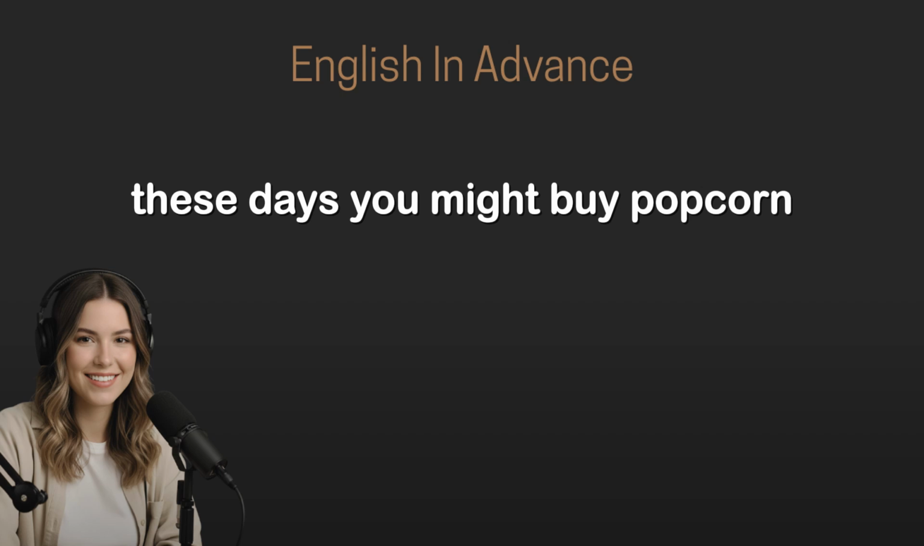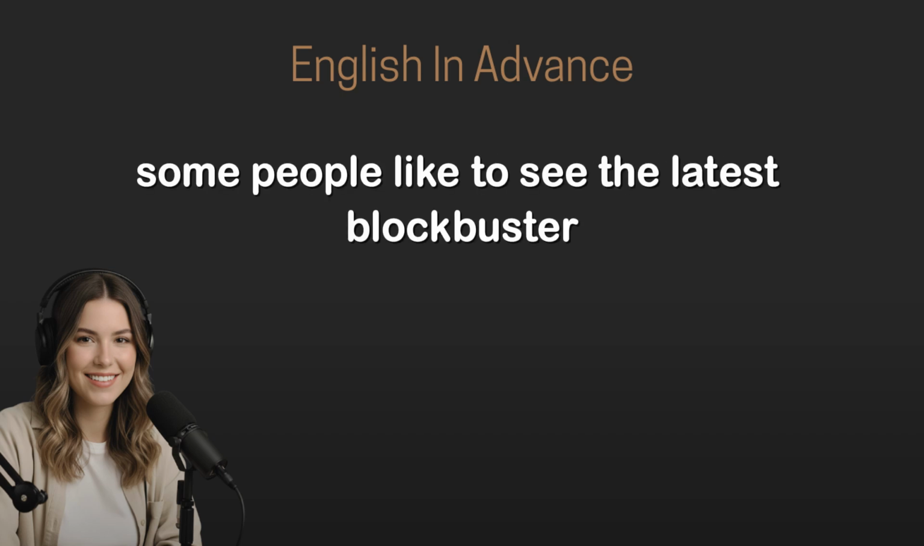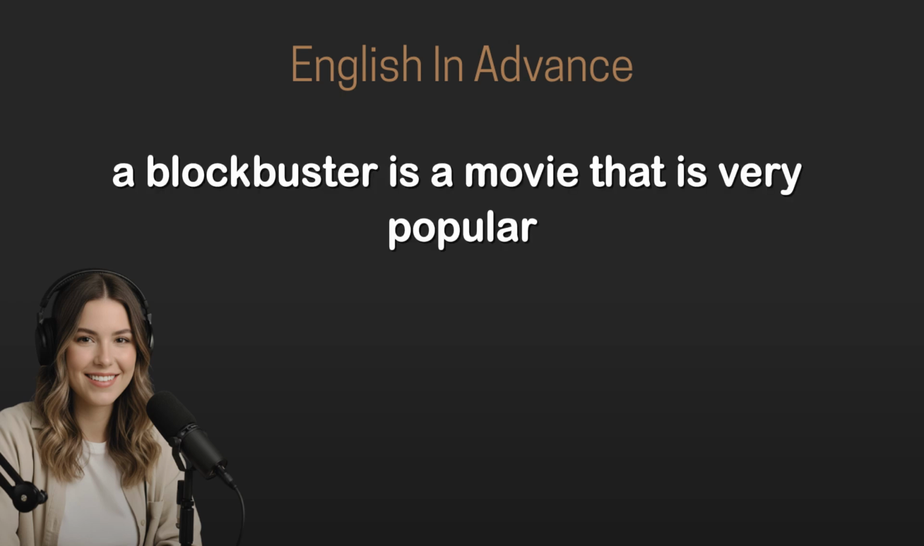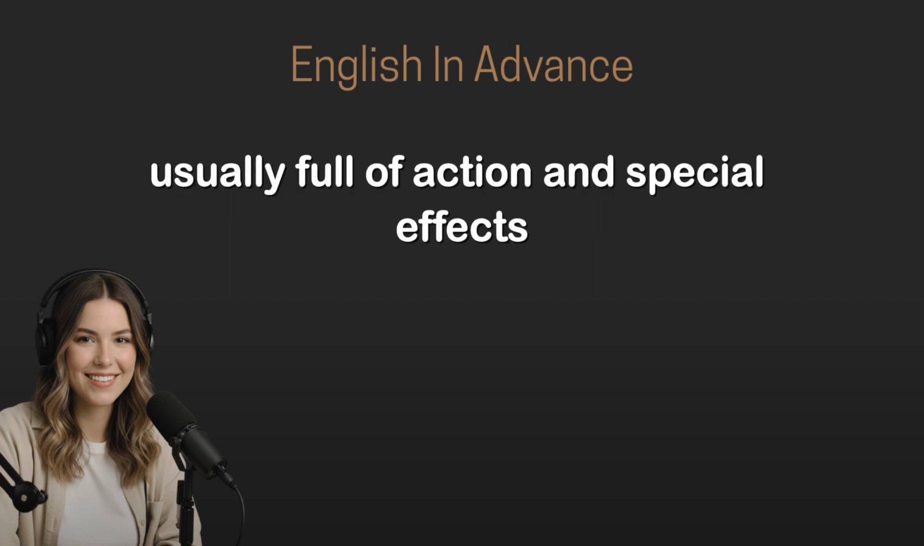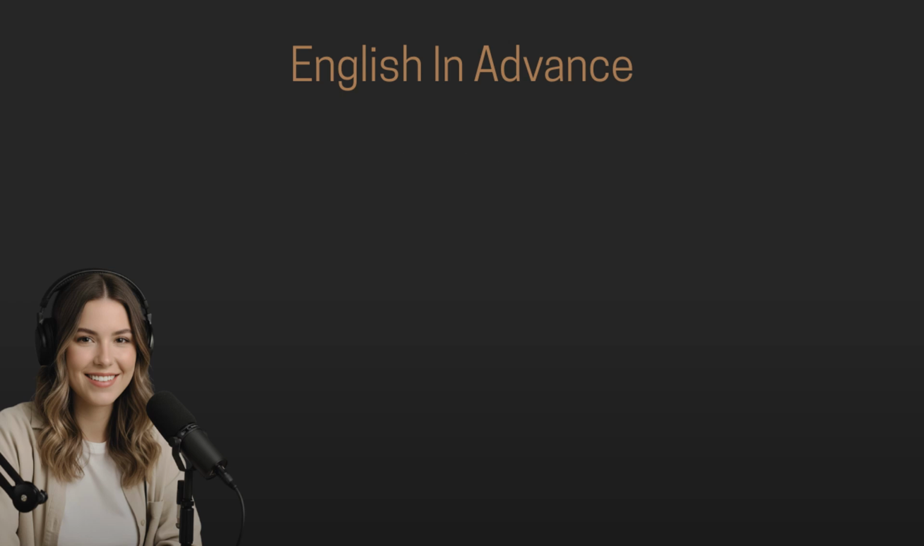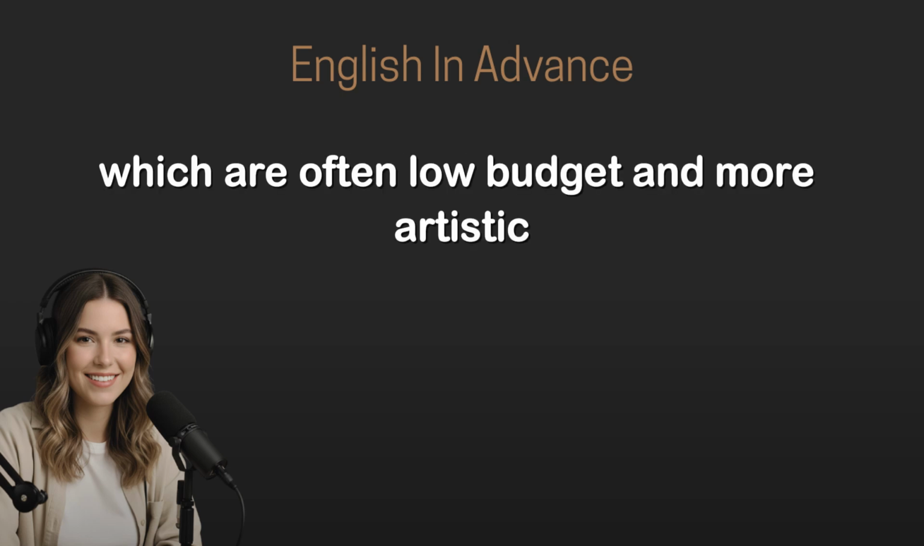You might buy popcorn and a soda to snack on during the movie. Some people like to see the latest blockbuster. A blockbuster is a movie that is very popular and makes a lot of money, usually full of action and special effects. Others like independent films or indies, which are often low budget and more artistic.